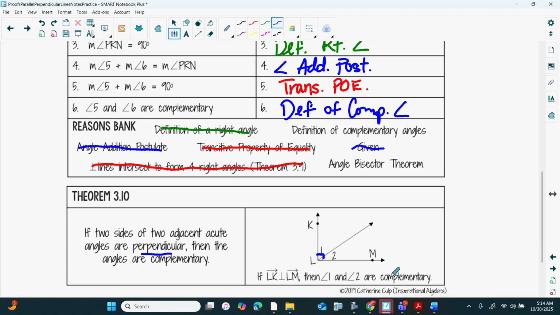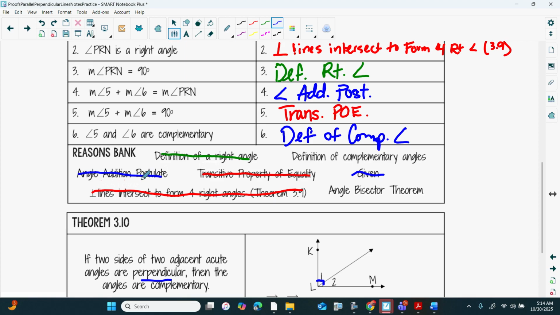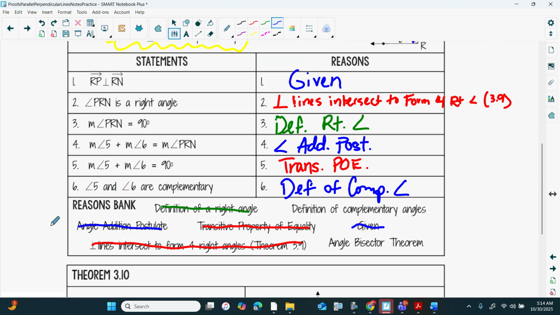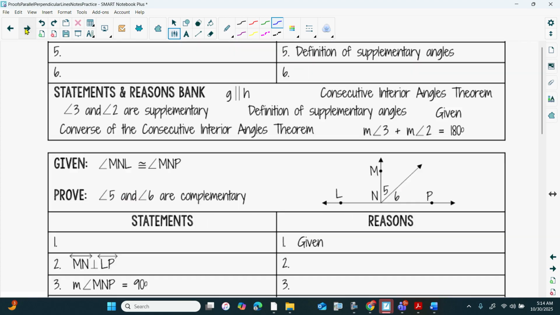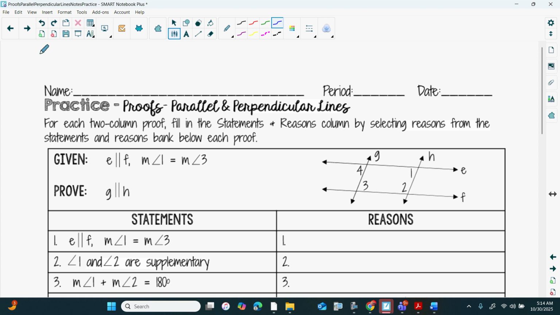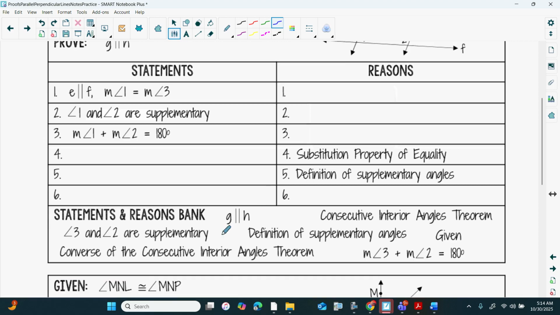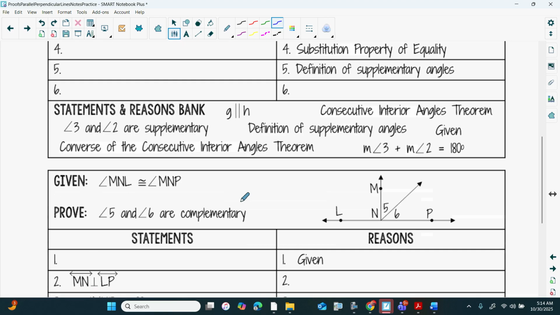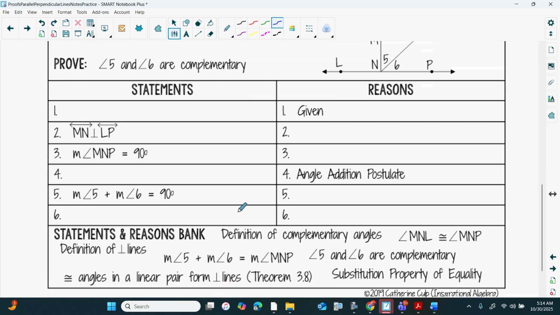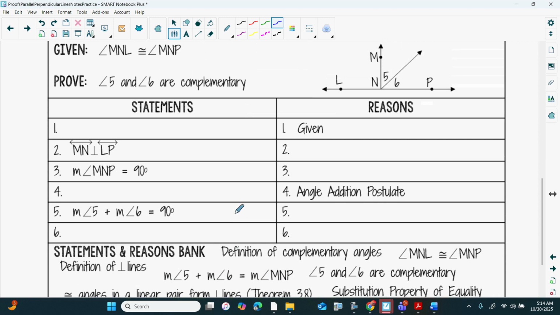So now that you have completed the notes of some guided examples of proofs, we're going to ask you to go on to the practice, which is going to have a reasons and statement bank for each one. So try to get through and let's check your understanding and we'll turn this in. All right, thanks.